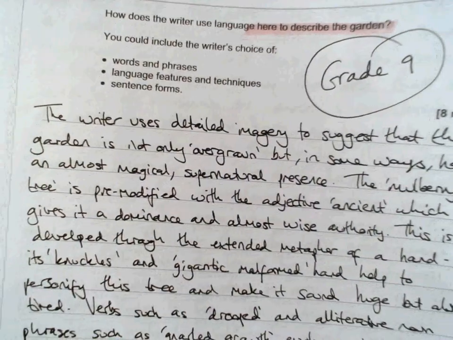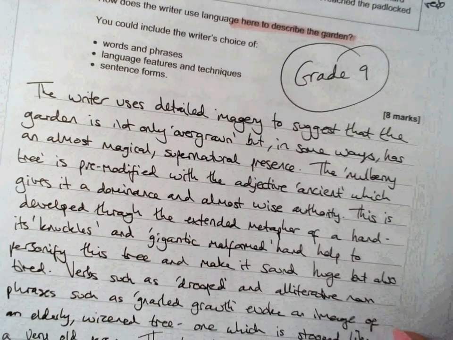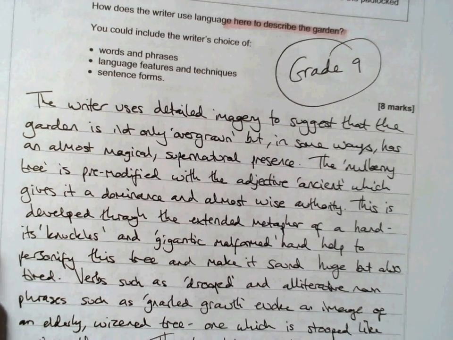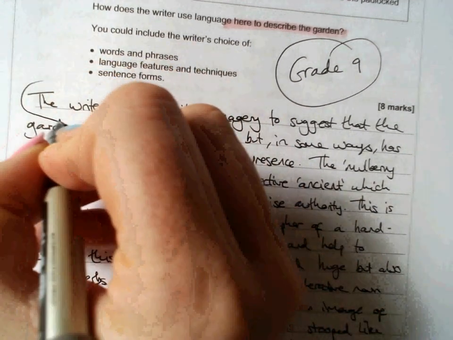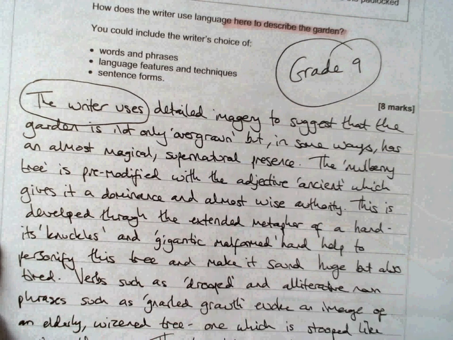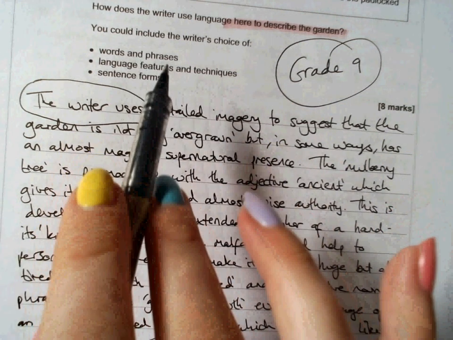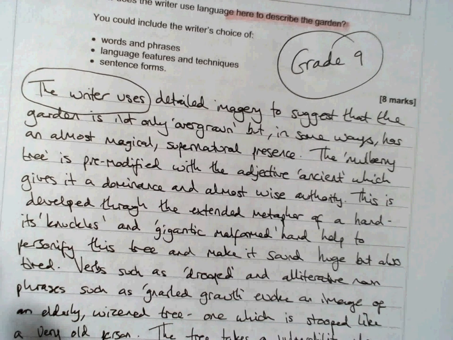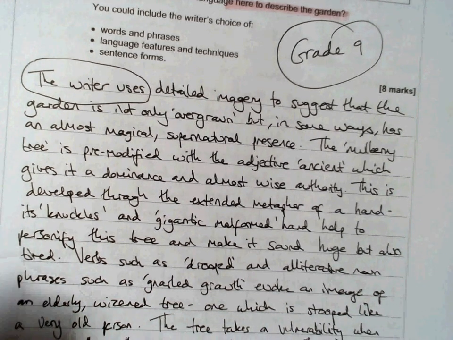Okay, so I am starting my response as I always do with the sense of the writer uses. I think just getting this phrase at the start is really helpful in focusing on the idea of the writer crafting something for a particular purpose. So I'm talking about the writer uses detailed imagery to suggest the garden is not only overgrown but in some ways has an almost magical supernatural presence.